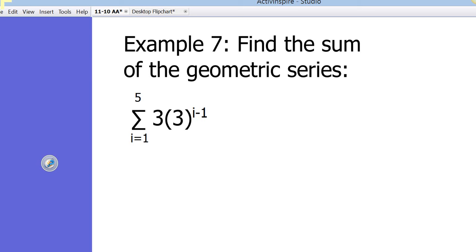Well, what's 3 to the 0 power? No. 1. 3 to the 0 power is 1. What's 3 times 1? 3. Bam. On to the next one.